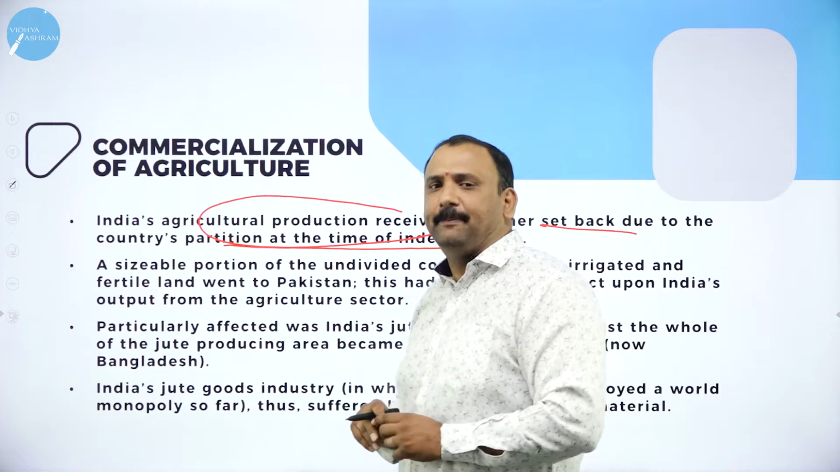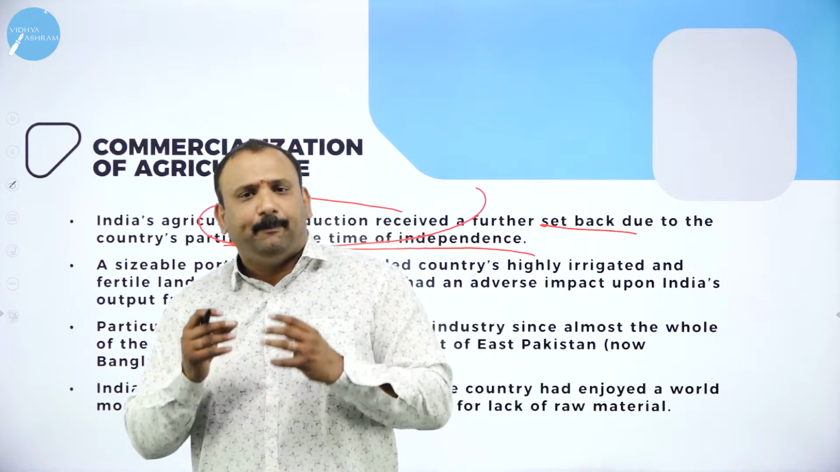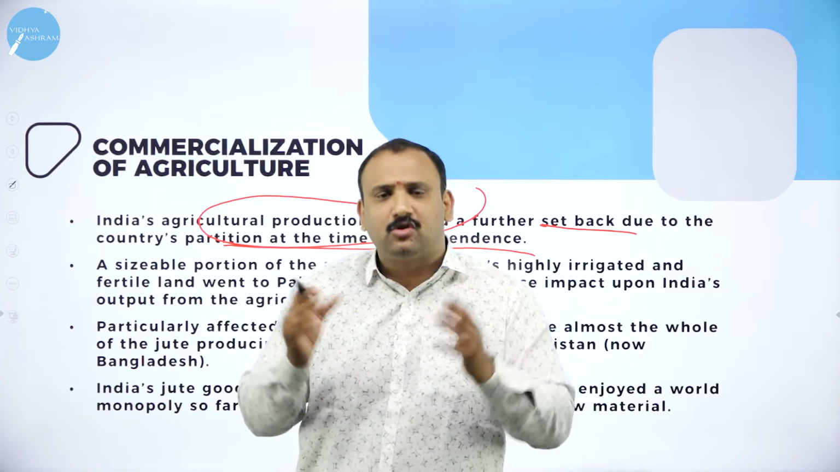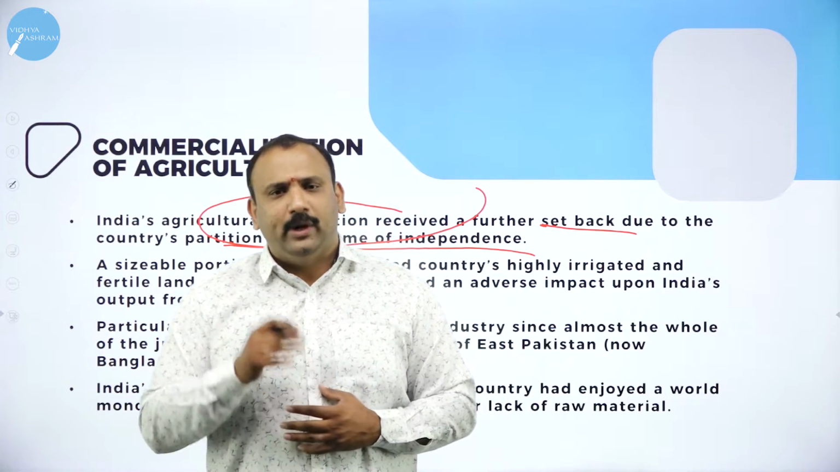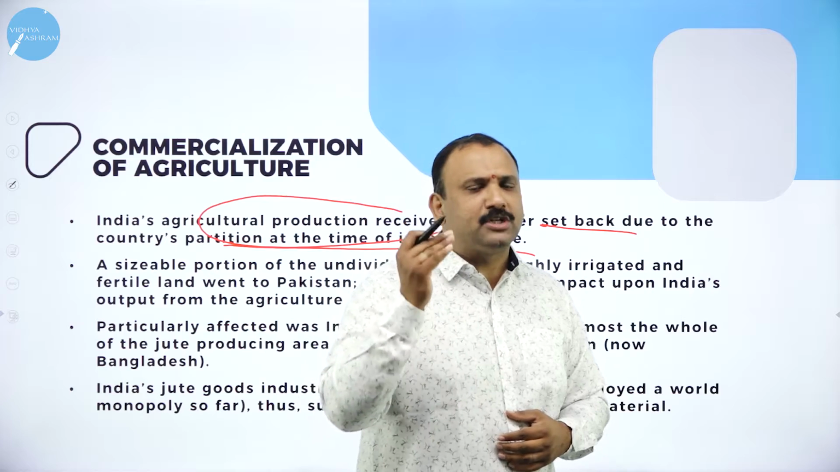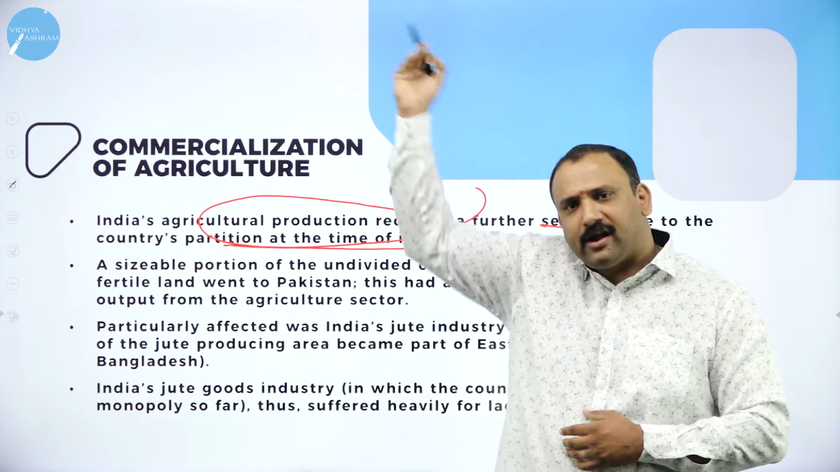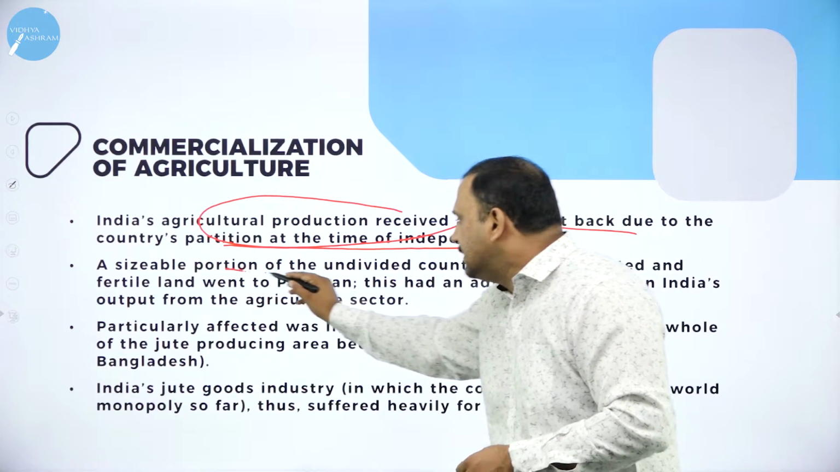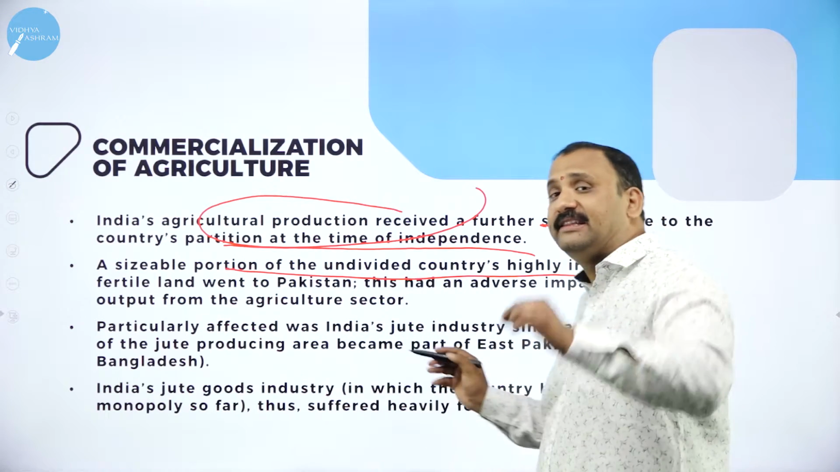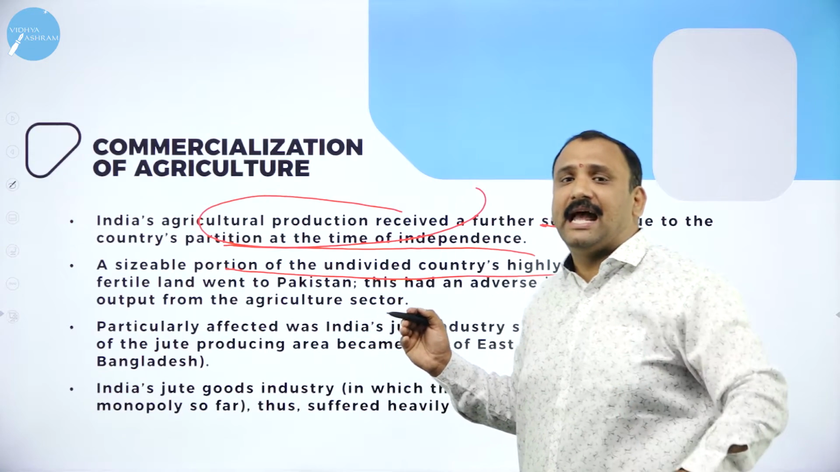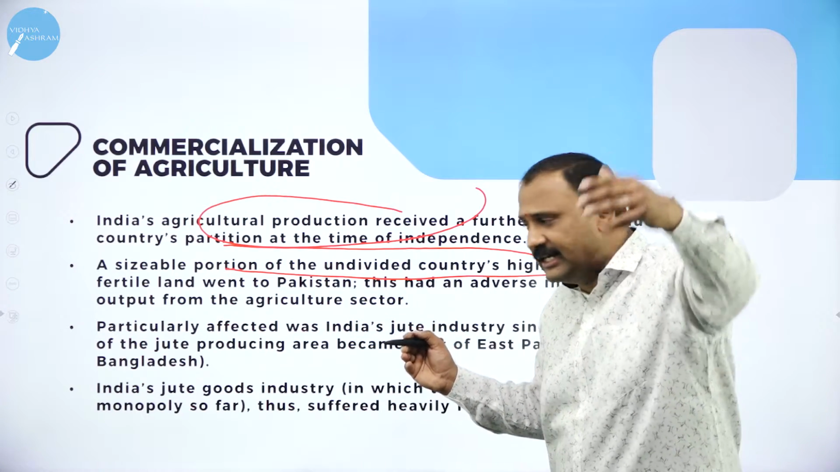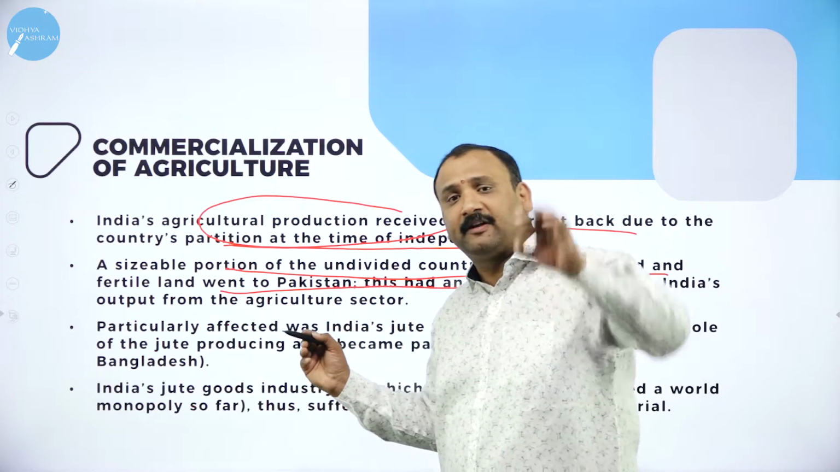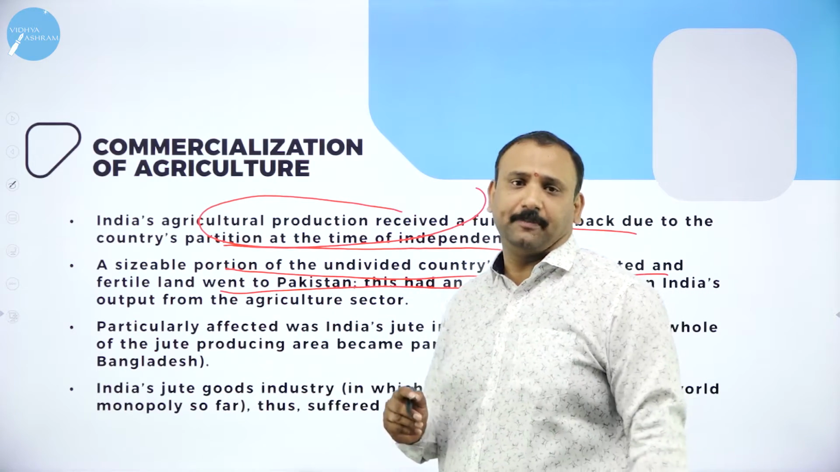During the time of independence, all of us know about the partition that happened between India and Pakistan. Both the countries got divided, and because of which we had to suffer a lot, because most of the fertile land got transferred to Pakistan in the Sindh Valley, and a sizable portion of the undivided country had highly irrigated land, the rivers, the fertility, and all those things went to Pakistan. This had an adverse effect on Indian agriculture.